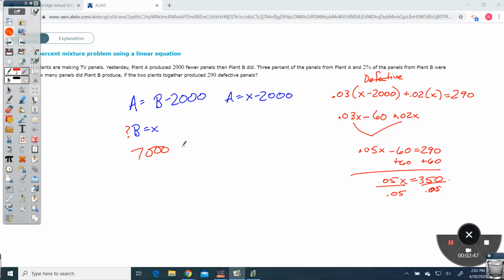So anyways, hopefully that helps a little bit. So again, the most important part is to write down what you have and then try to put one of them as a variable so that you can see how they relate. And then realize that it says 3% of the panels from A and 2% from B. And in total, the two plants together produce this many defective. So since this is the defective and we know together, that's how we put the equals 290. And then we just go ahead and work it out and solve from there.